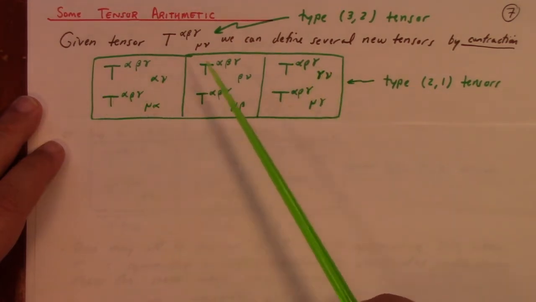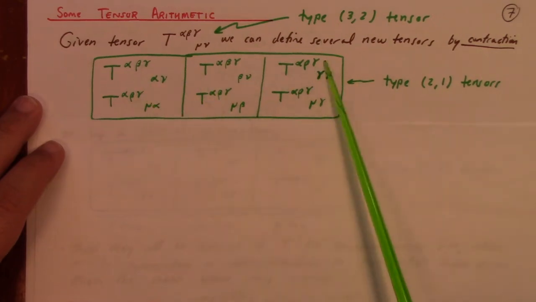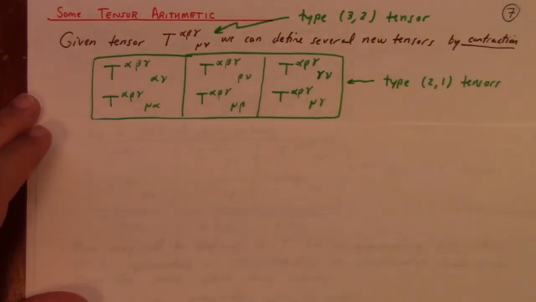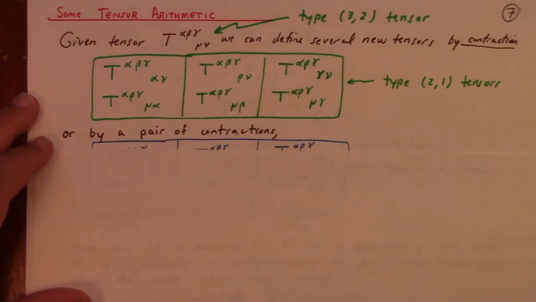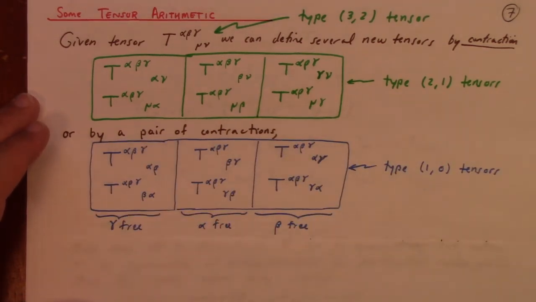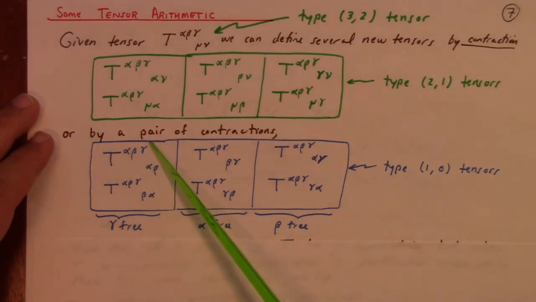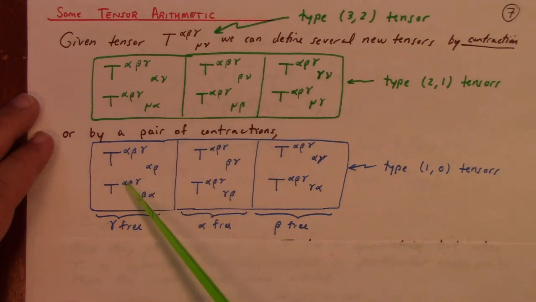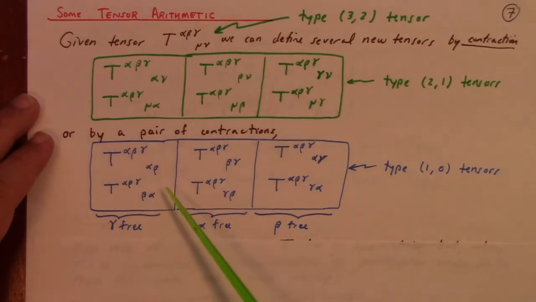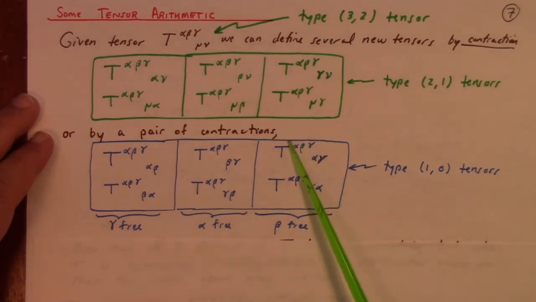These are all different possible contractions you could make of a type 3-2 tensor. You got all kinds of choices. Or you could contract two pairs, right? You could contract like this with that and that with that, leave the gamma. Or you could contract the first upper index with the last lower index, and the second upper index with the first lower index. And all these other possibilities. So here I've left the index gamma as free. Here I've left the index alpha as free. Here I've left the index beta as free.